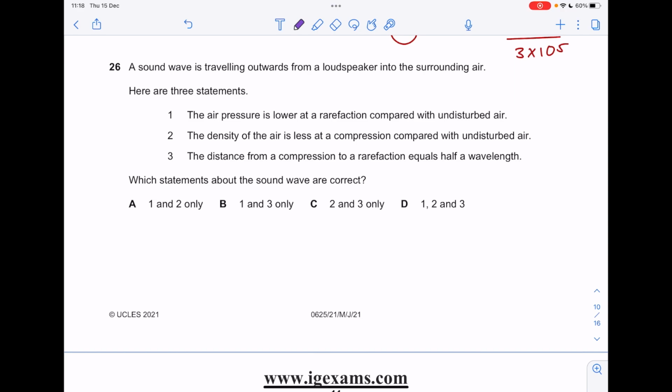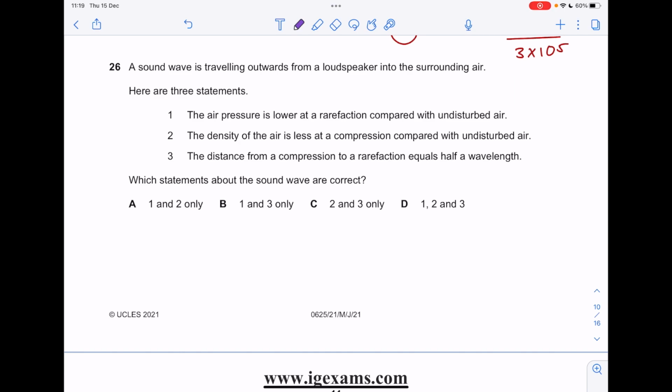Here are 3 statements. The air pressure is lower at a rarefaction compared with undisturbed air. The density of the air is less at a compression compared with undisturbed air. The distance from a compression to a rarefaction equals half a wavelength.